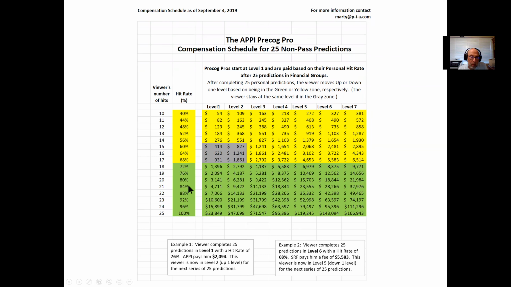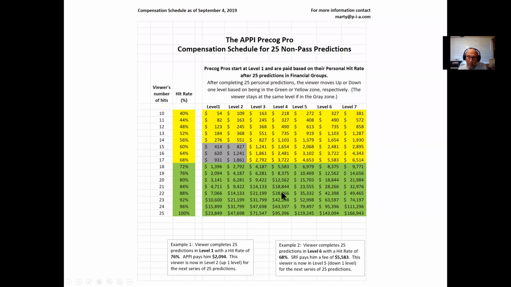But even what I would call modest hit rates, 72 to 80%, you're in the tens of thousands of compensation for 25 predictions. Now, if you fall below 72 and you're in the yellow, then you actually go down a level. We want you to be consistent. You saw that big drop I talked about. We want you to do everything you possibly can to not let that happen.